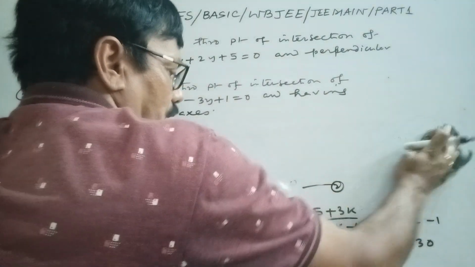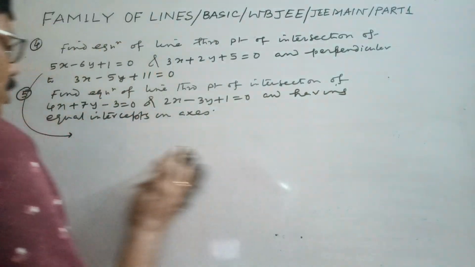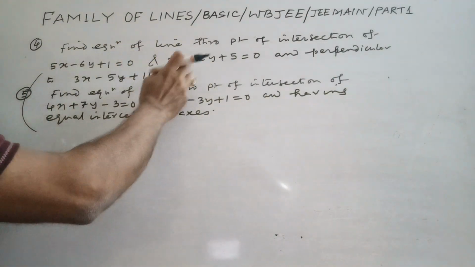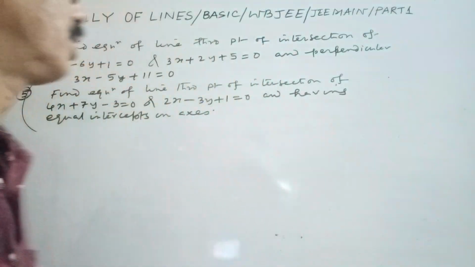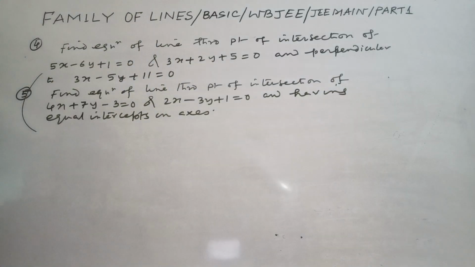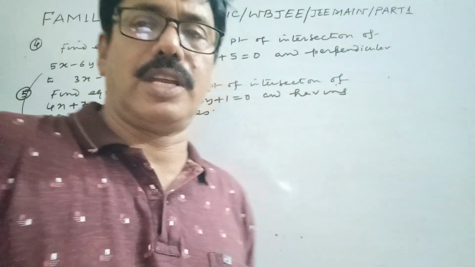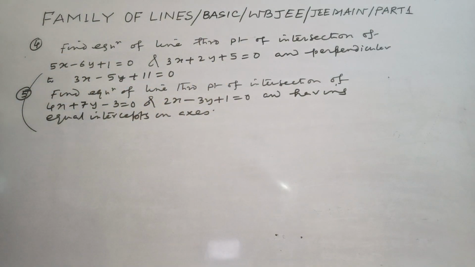So you can use the direct method. If the point of intersection is very simple, then you can use the direct method. That is, find the point of intersection, then use the condition.